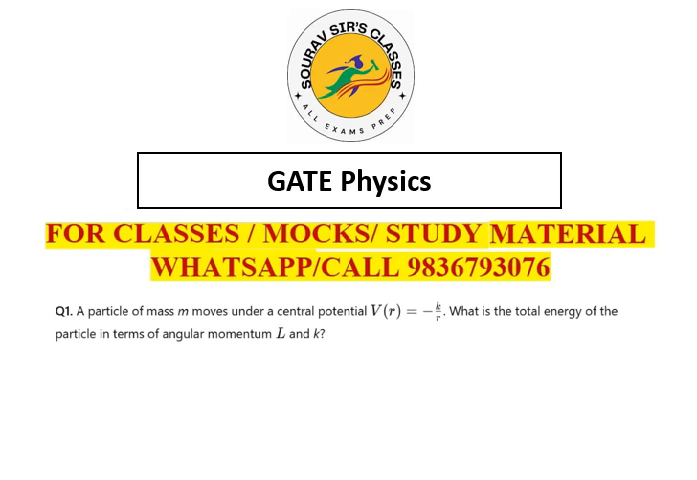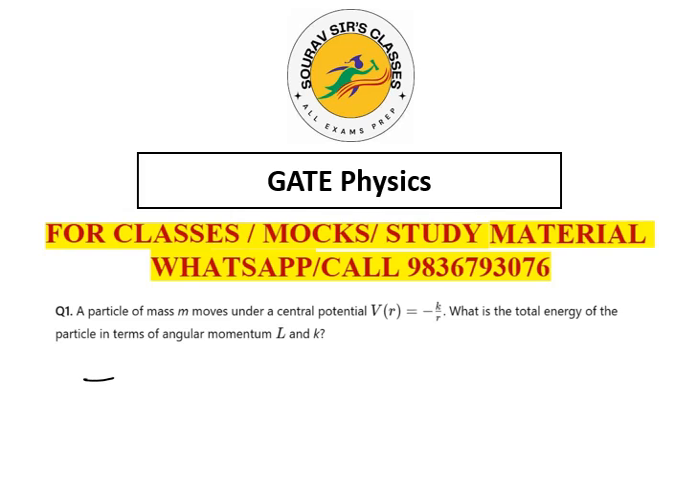Let us solve one problem from GATE physics. The problem states that a particle of mass m moves under a central potential V(r) given by minus k by r. Then what is the total energy of the particle in terms of angular momentum L and k? So the total energy can be written in this form.